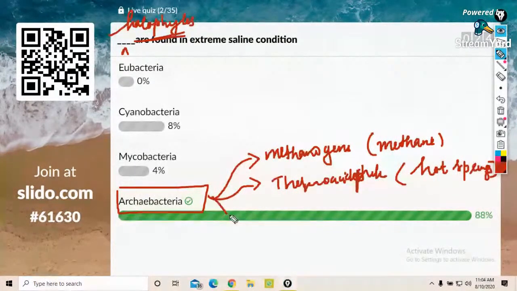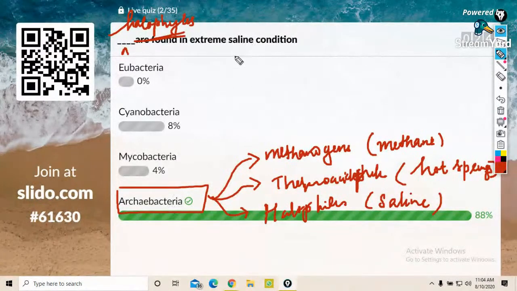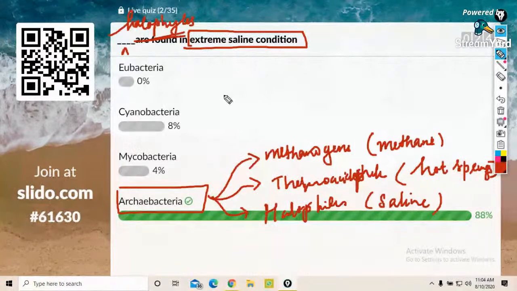Next you have methanogens, thermoacidophiles, and then halophiles. They are living in extreme saline condition. So archaebacteria are found in extreme saline condition. If they ask you to name the group of monerans found in extreme habitats, the answer is archaebacteria, because they live in marshy areas, hot springs, and extreme saline condition.